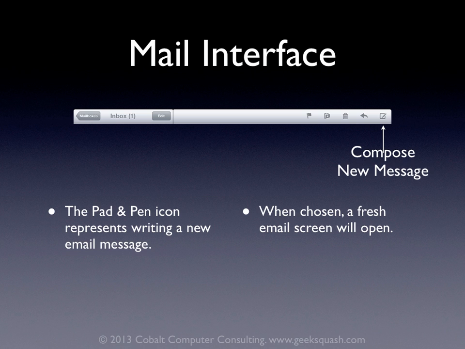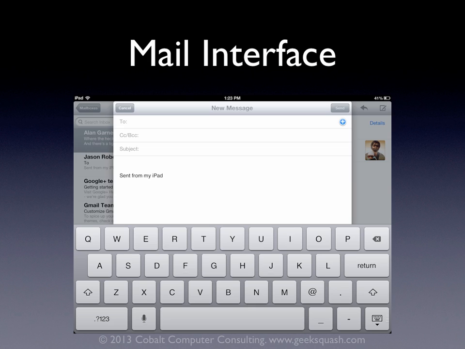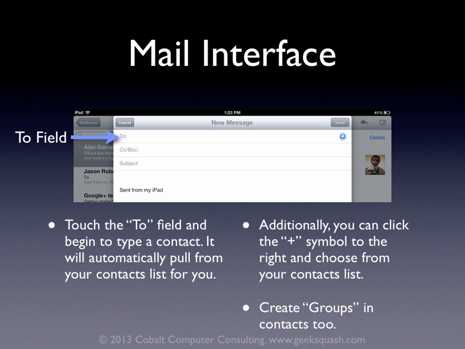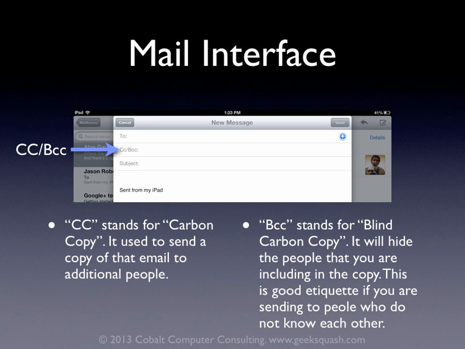So let's see. This is how you're going to compose a new message. It's kind of a little pad of paper with a pen on it. You click that to create a brand new email message, and the email opens up and lets you put who you want to address it to in the To field, carbon copy, blind carbon copy, the subject field, and your actual message. So we just went over that.